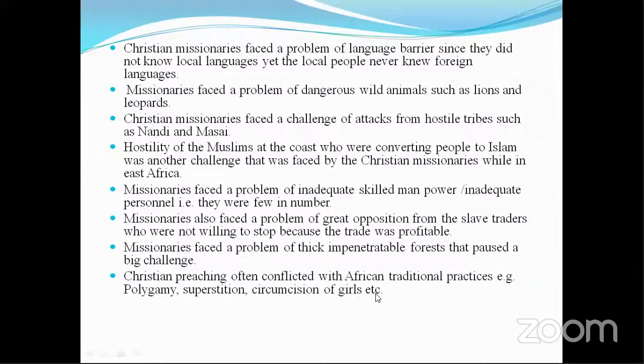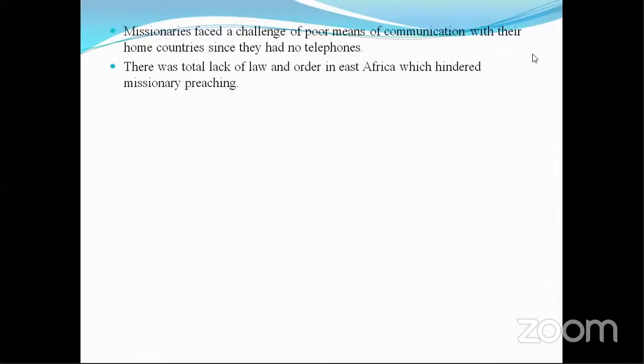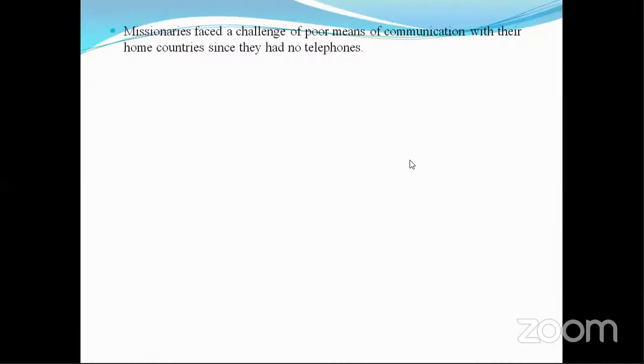Okay. We are looking at another point here. Another problem: missionaries faced a challenge of poor means of communication with their home countries since they had no telephones. You understand? So there was that problem of communicating. It was so hard for them to communicate to their home countries, to their people they left at home.